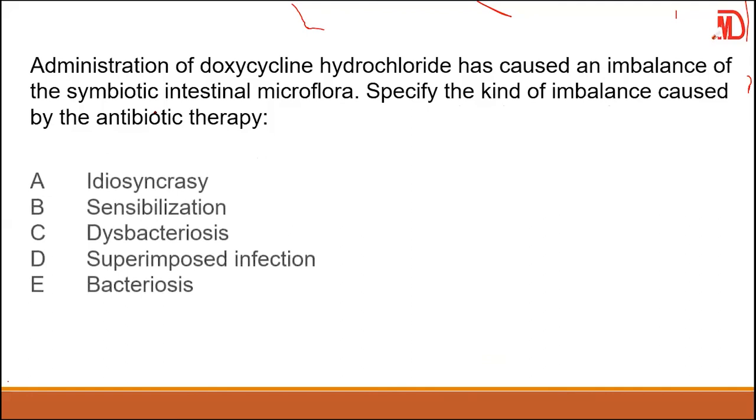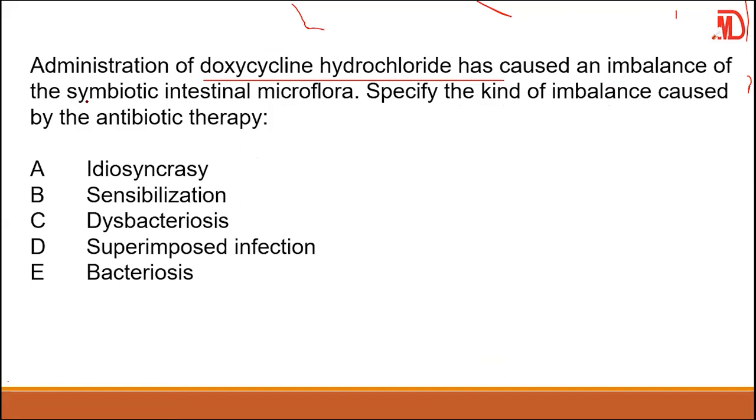Administration of doxycycline has caused an imbalance of the symbiotic intestinal microflora. I hope you know that naturally we have some microorganisms in our intestine. If you take them out, you have a problem, and you can't allow them to be too much either. So take note of that. So we have an imbalance of the symbiotic intestinal microflora.